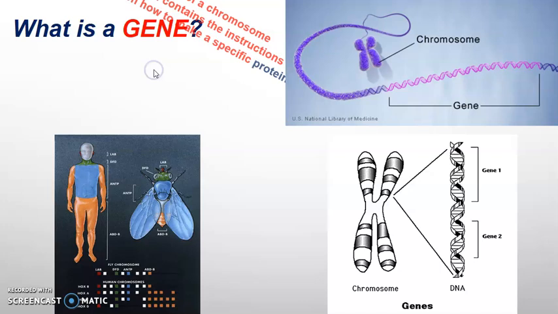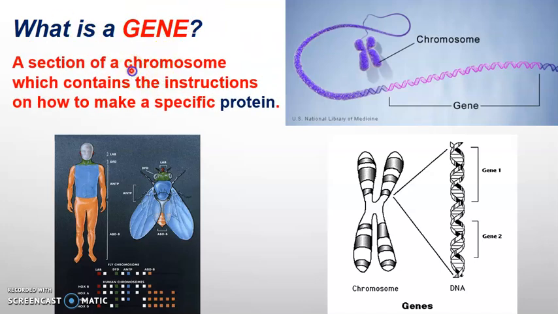And what a gene ultimately is, is a section of DNA or a section of a chromosome that has the instructions on how to make a very specific protein. So again, as I mentioned earlier, that sequence of nitrogen bases, the A's, the T's, the C's, and the G's, are really just the instructions on how to put amino acids together to make a particular protein.